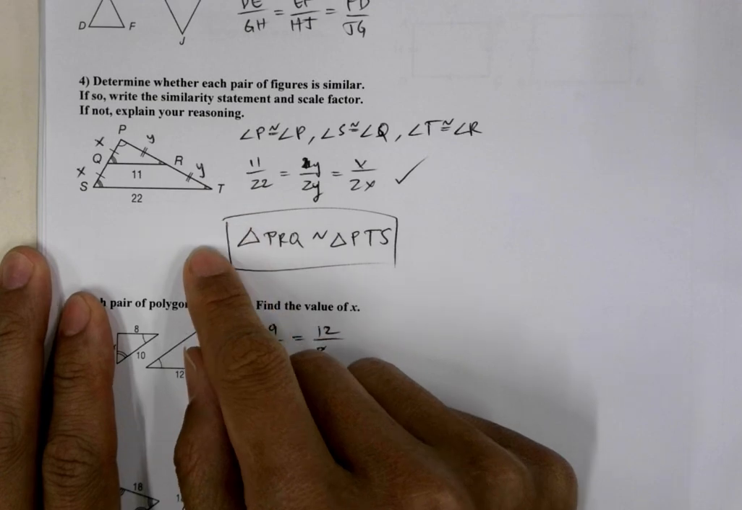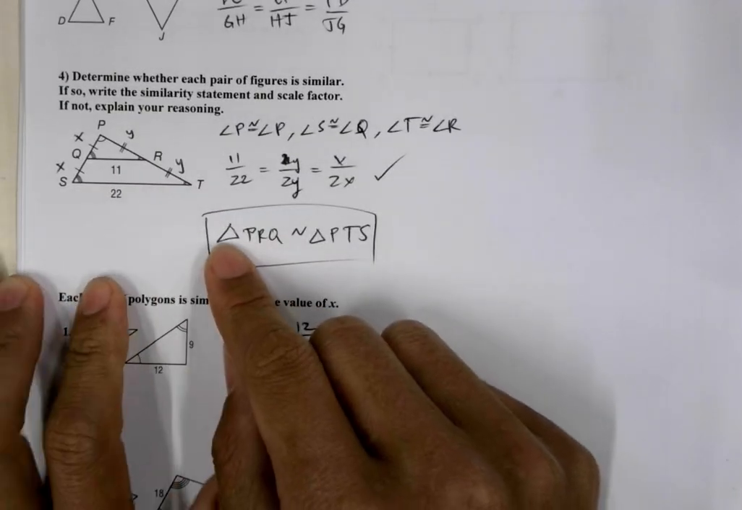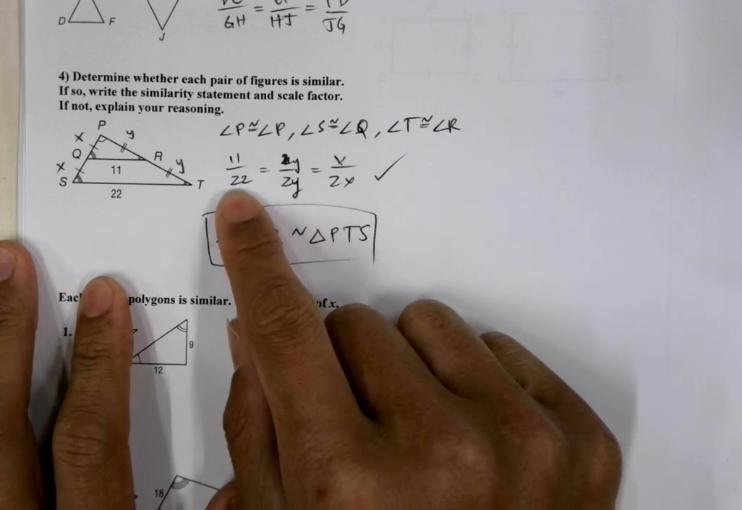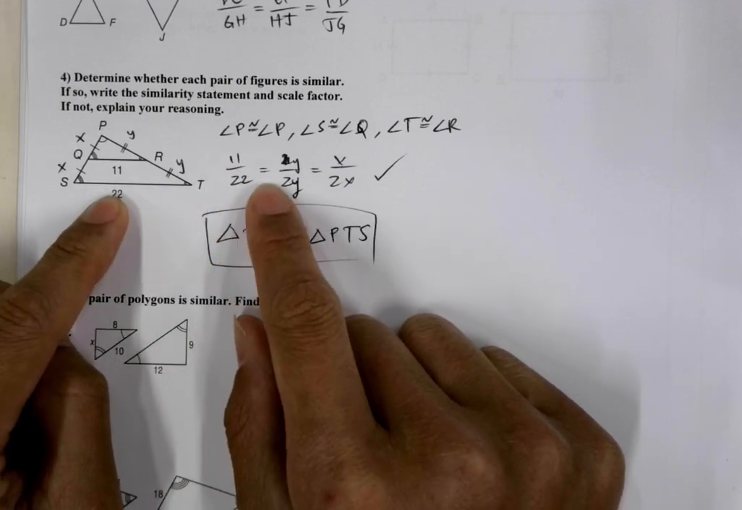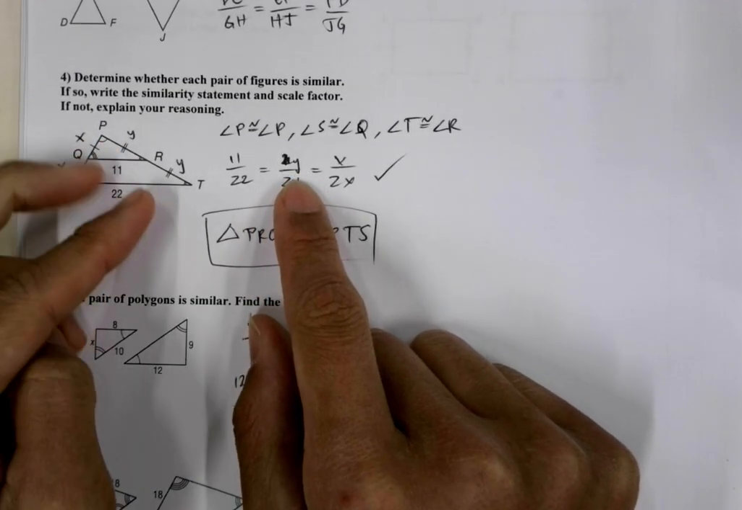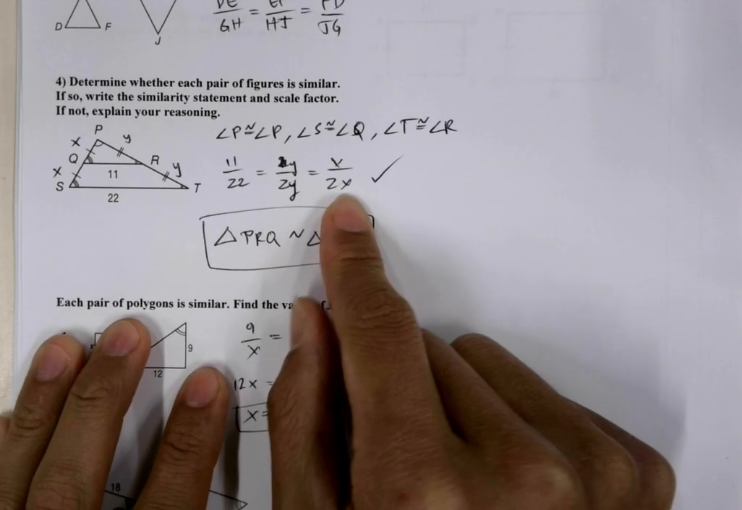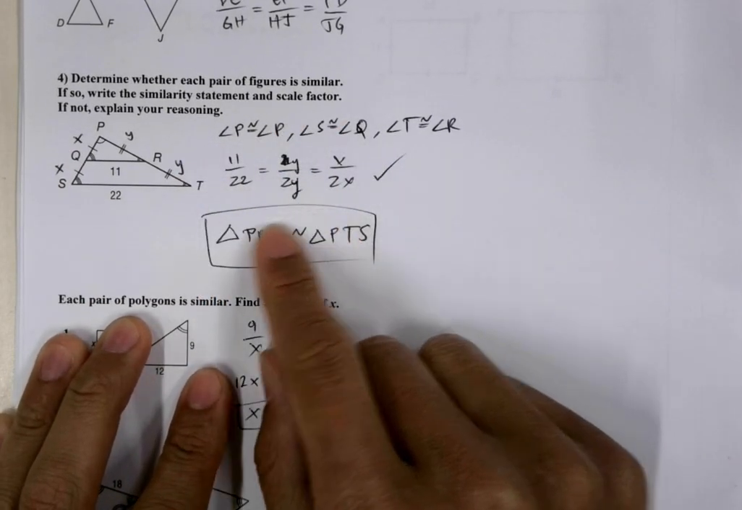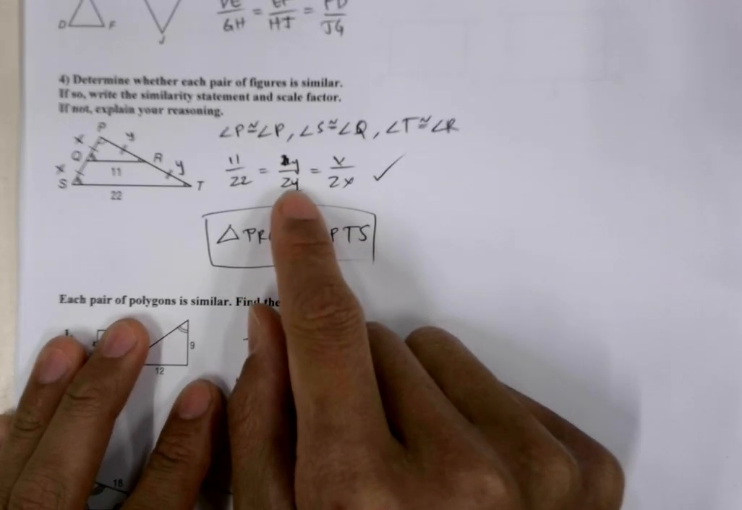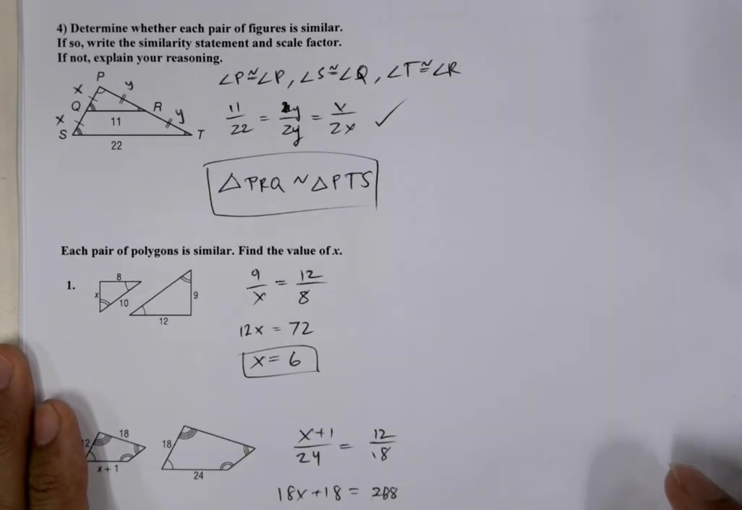And then we know all the angles are congruent via the figure. And then we need to say that the ratios of all the sides are equal. So 11 over 22 is equal to y over 2y is equal to x over 2x. And those ratios are all equal. It's all 1 over 2, right? 1 over 2, 1 over 2, 1 over 2. So we can say that the triangles are similar.